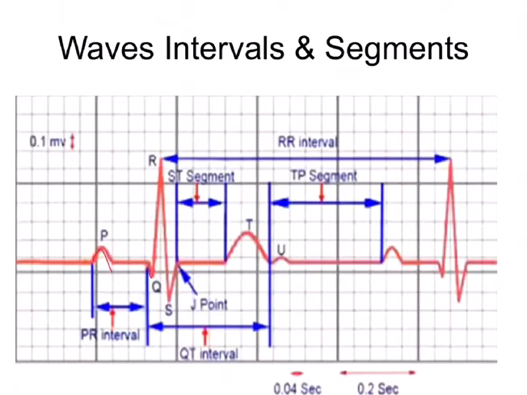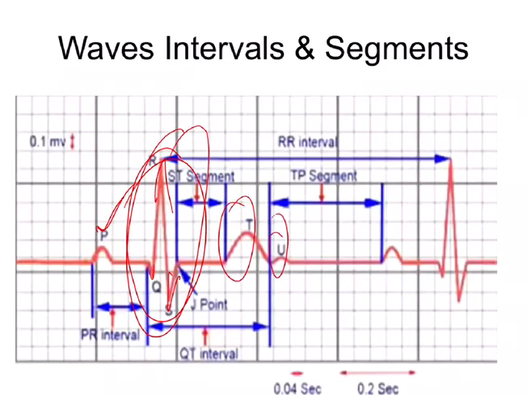This is the P wave, and this is the QRS complex. This is the T wave. This is the small U wave. Before discussing the various waves, intervals, and segments, we must know that when one or more waves are there, like this is also a wave, this is also a wave, we call it a complex. And all these waves, whether it is QRS, T wave, or U wave, represent specific electrical activity of the heart.